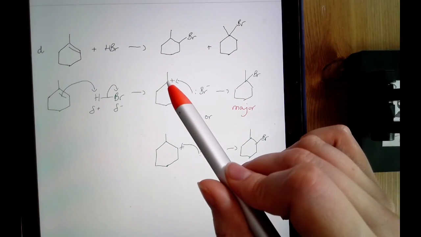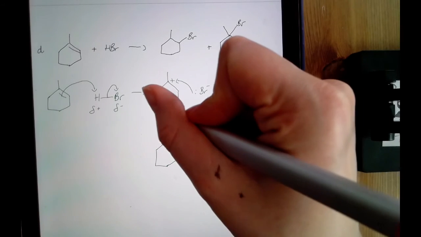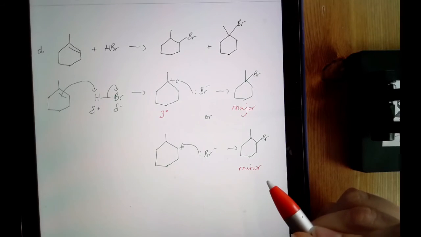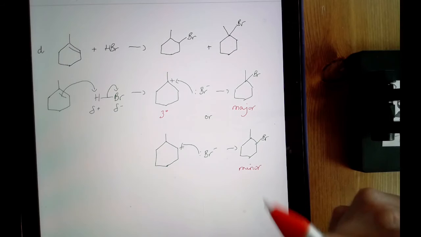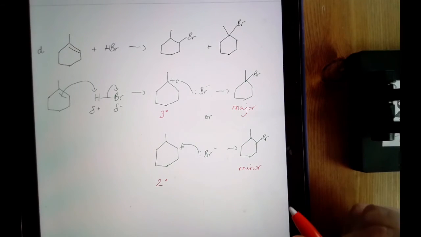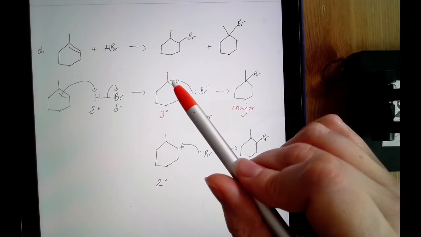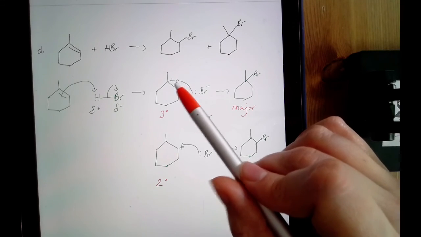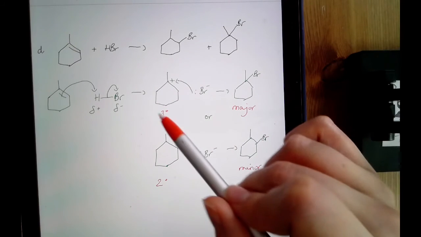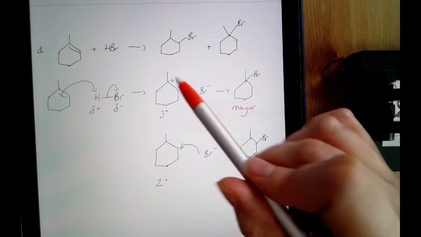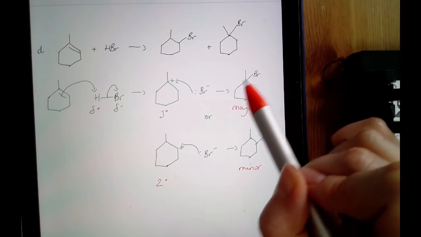Here, the carbon with a positive charge is bonded to 1, 2, 3 other carbons. That makes it a tertiary carbocation. Here, the carbon with a positive charge is bonded to 1, 2 other carbons. It makes it a secondary carbocation. The more carbons you've got on your carbocation, the more stable it will be. And your major product forms via your most stable intermediate. Because this intermediate is most stable, this intermediate is most likely to form, therefore your major product will be this product here.